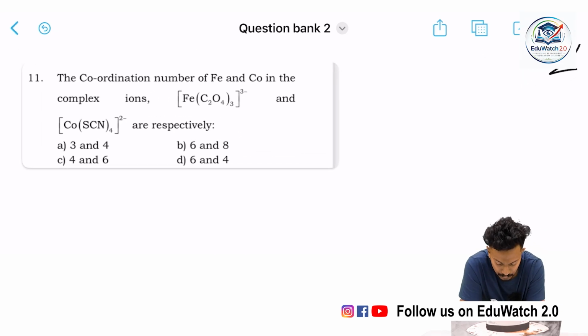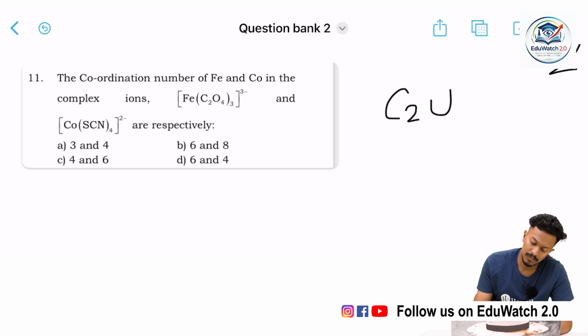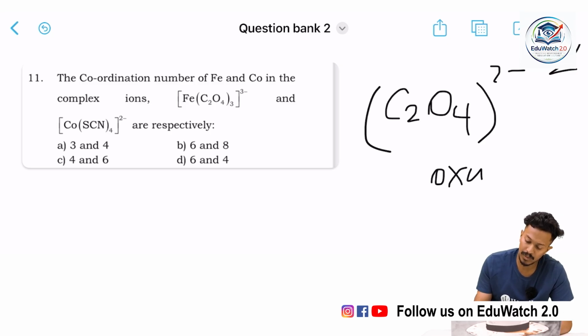The coordination number of iron and cobalt in the complex ions. Okay, so these two are the complex ions here, right? What is an oxalate? This C2O4 2 minus is an oxalate ion.